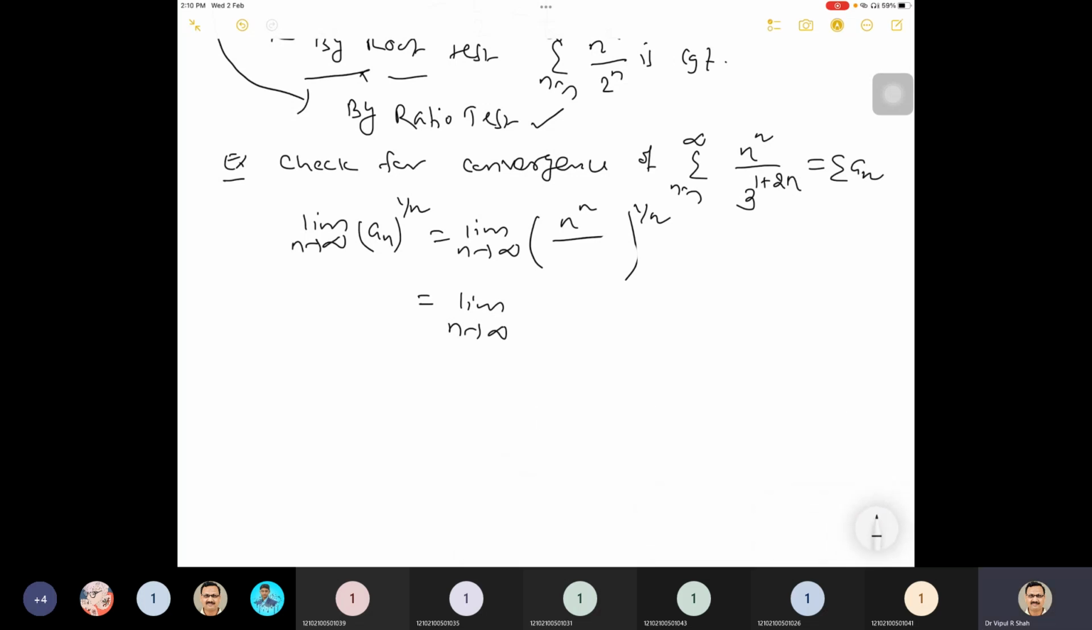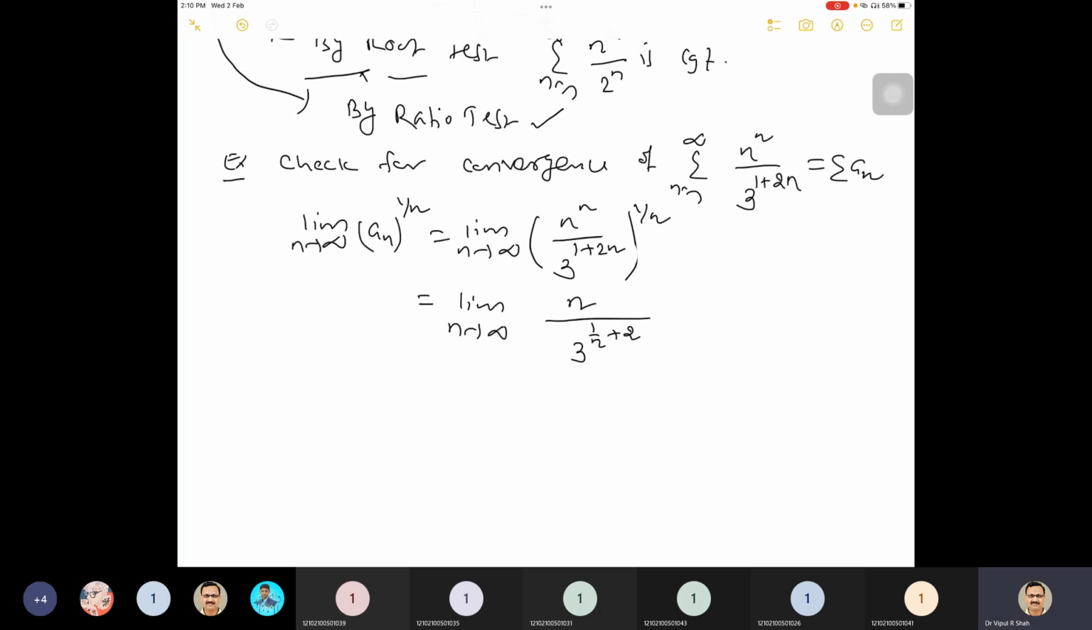So here you have 3 power (1 plus 2n) only. Now the limit as n tends to infinity of n power 1 upon n, so that is n, correct. And can I write this as 3 power (1 by n plus 2)? Yes or no? Yes, sir. Agree? Fine.